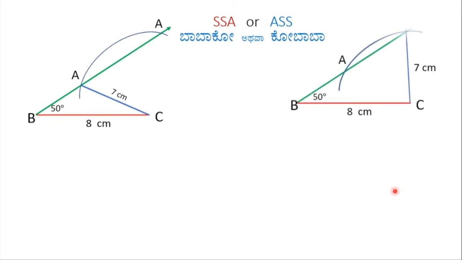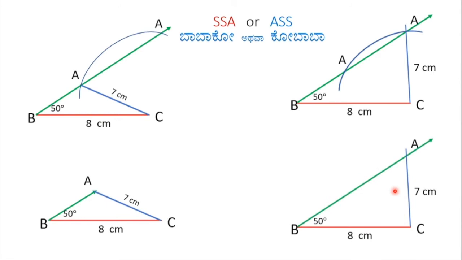So this is what we are trying to understand. Now the same figure I am showing you once again, below this without any arcs. So this is the triangle with 7, 8 and 50. Here also the sides are 7, 8 and 50 degrees. Look, this is such a small triangle, and this is such a big triangle. It's all because the angle given is not an included angle between the given two sides.